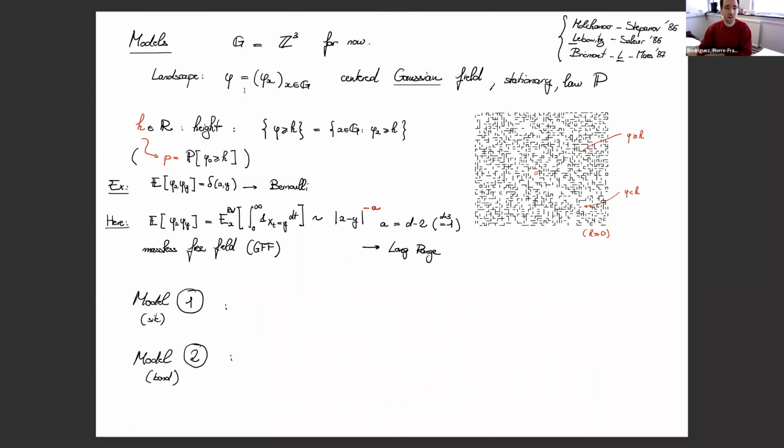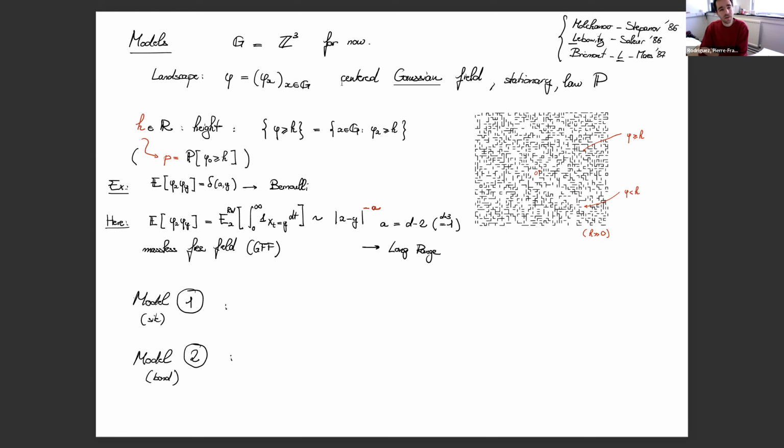Okay, so here it goes. Let's take Z^3, the 3-dimensional cubic lattice, for now. These models that I'm going to define were introduced originally, this one specifically, by Lebowitz and Saleur in a paper of '86, and there are other references which introduce similar models. This one was the first one to study it rigorously.